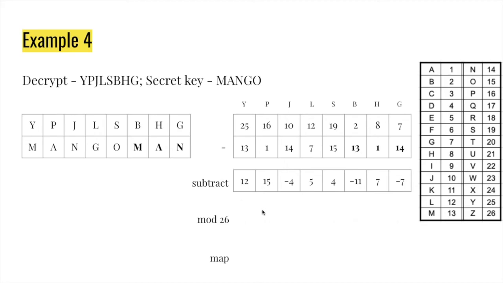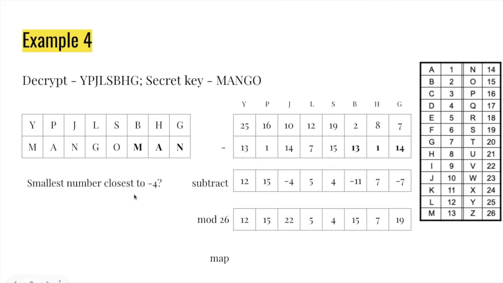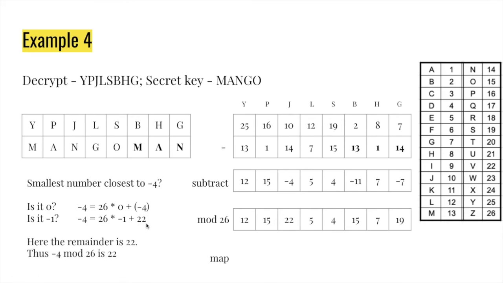Now what is minus 4 mod 26? It's 22. How did we come up with this value? So we first try to find the closest number to minus 4, which is a multiple of 26. Now will the quotient here be 0? No, because we get a negative remainder. We remember that in order to find the solution, we need a positive remainder. Now will the quotient be minus 1? Yes, because 26 times minus 1 gives us minus 26 and plus 22 gives us minus 4. So here the remainder is 22 and it is a positive integer and thus the solution for minus 4 mod 26 is 22.